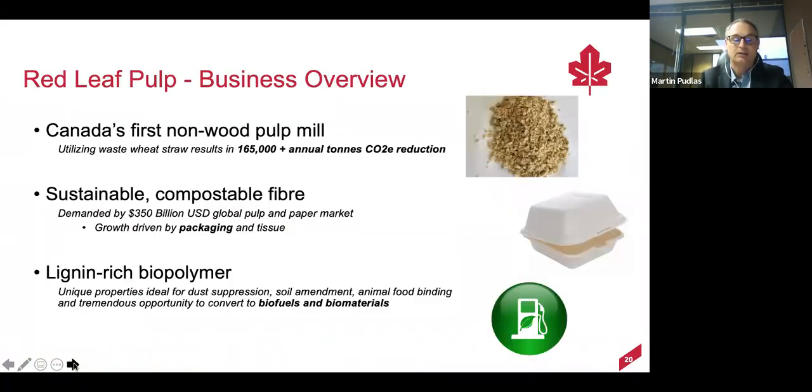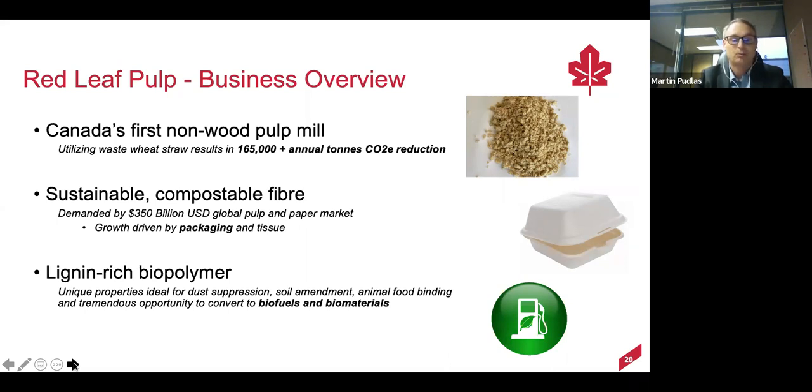So on the next slide, and by way of background, Red Leaf Pulp is an entity that was established through common ownership with All North Consultants, who've been the leader in ag feedstock pulp process design both in North America and in Europe. They've been involved in $500 million US of investment in the space. And so as a result, Red Leaf Pulp is well positioned, if not uniquely positioned, to create this first of its kind facility in the Canadian prairies.